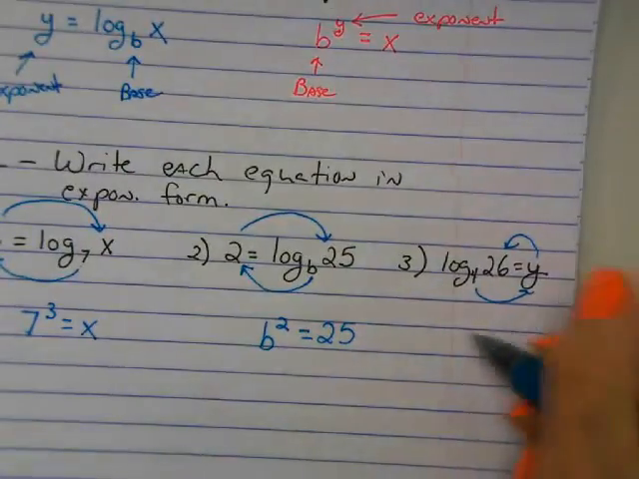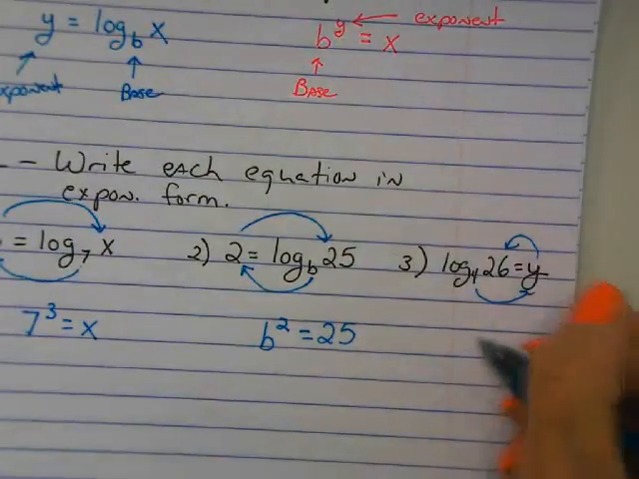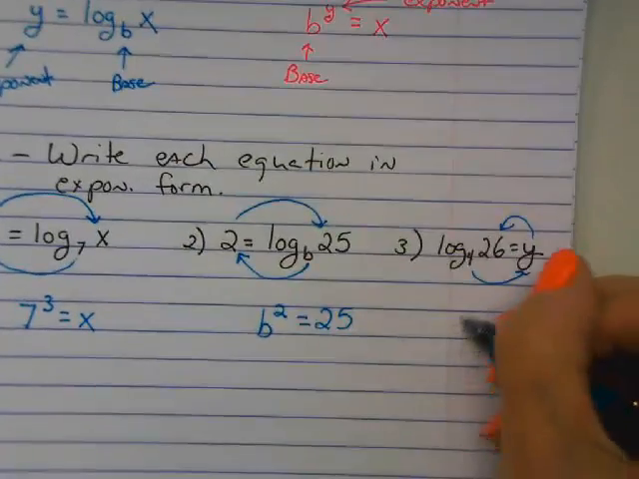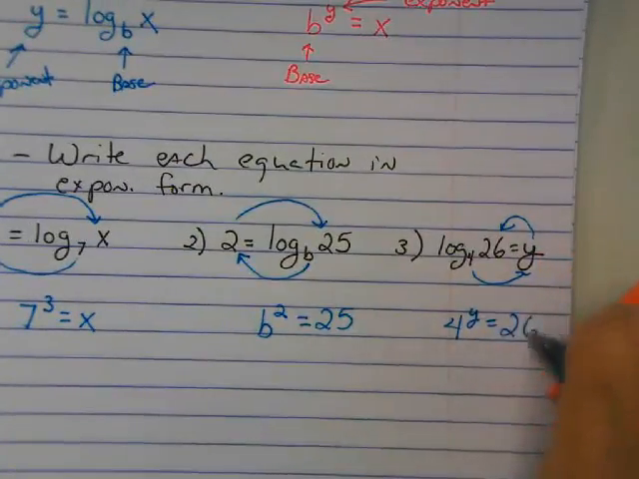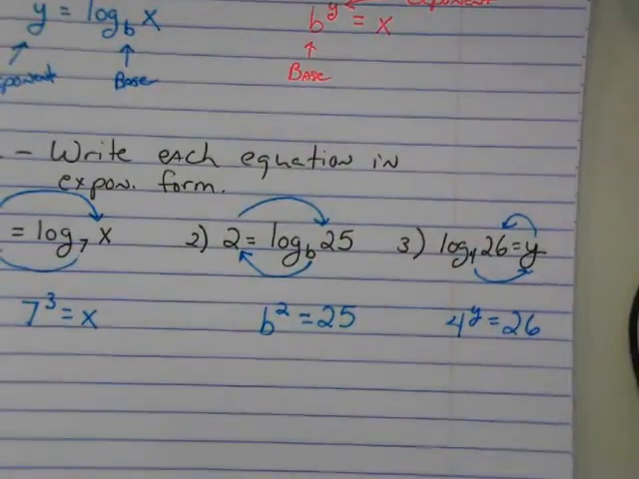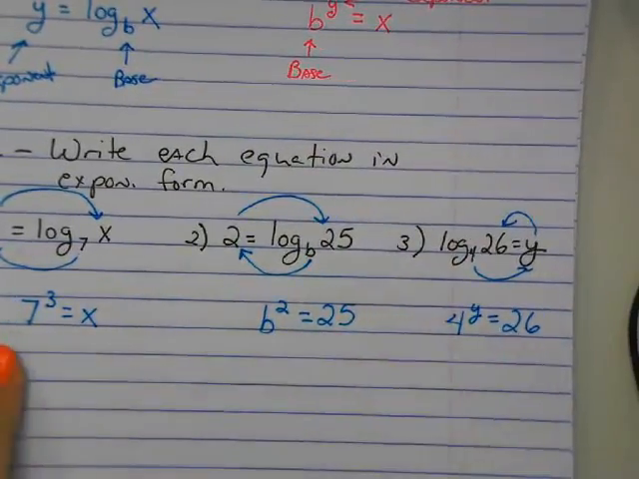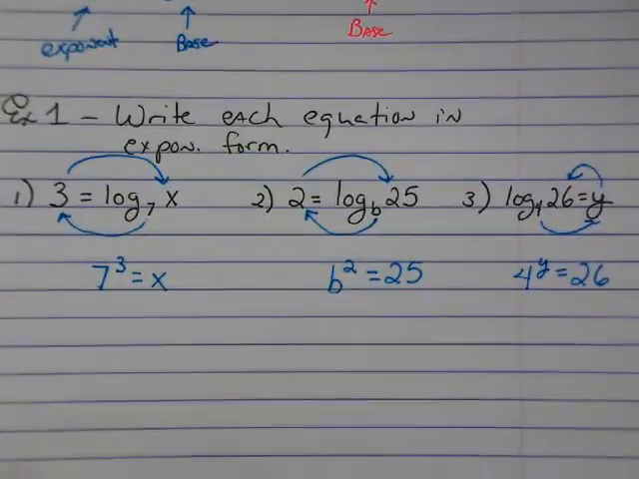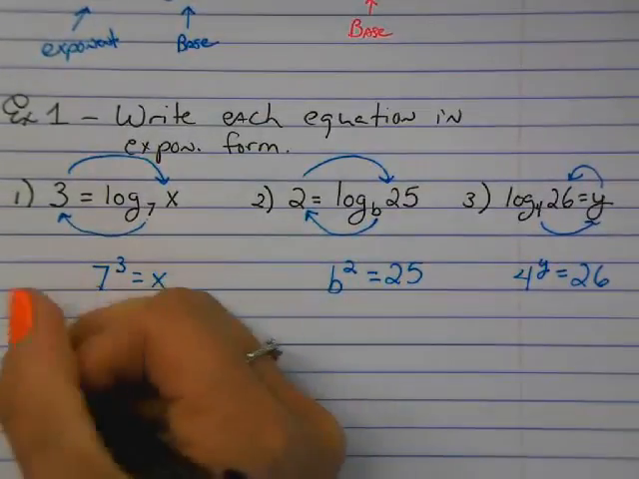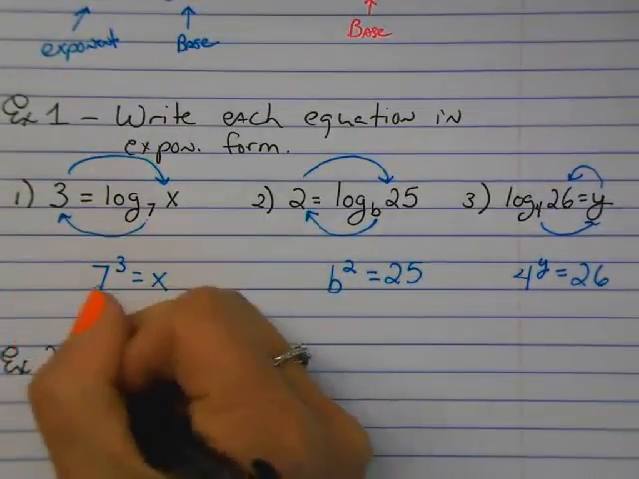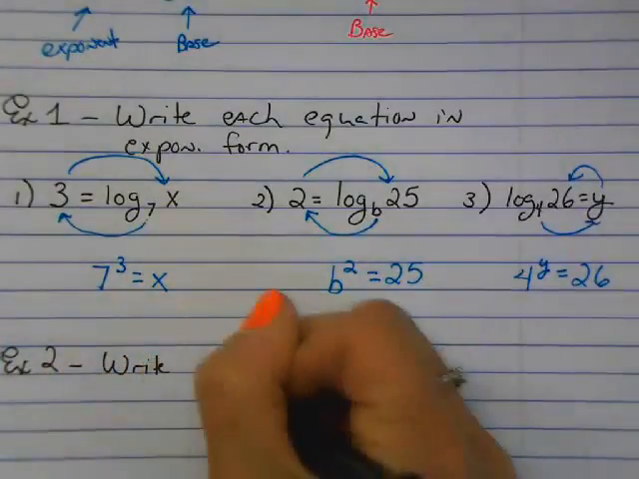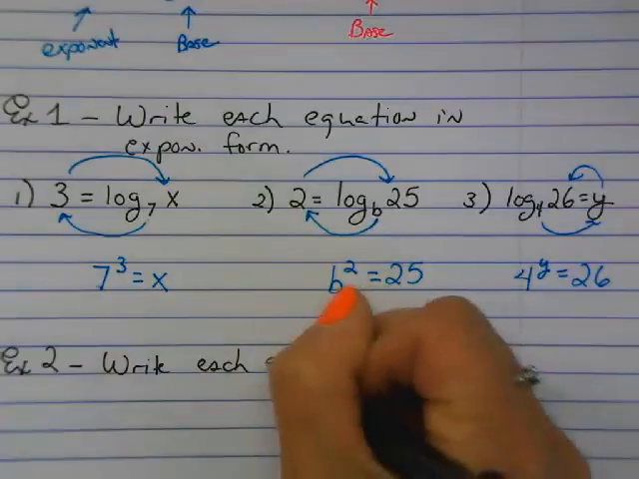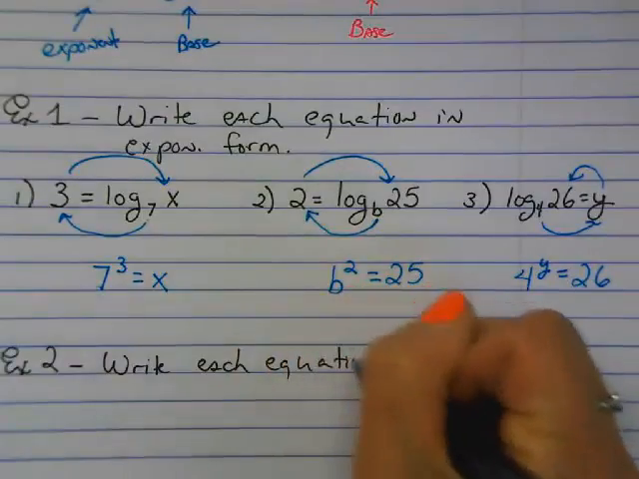Alright, so after all that chaos and me moving everything around, were you able to get 4 to the y power is equal to 26? Okay, I do real well going from logs to exponents. Not so much the other way. It's really the reverse process. Example 2. Write each equation in log form.